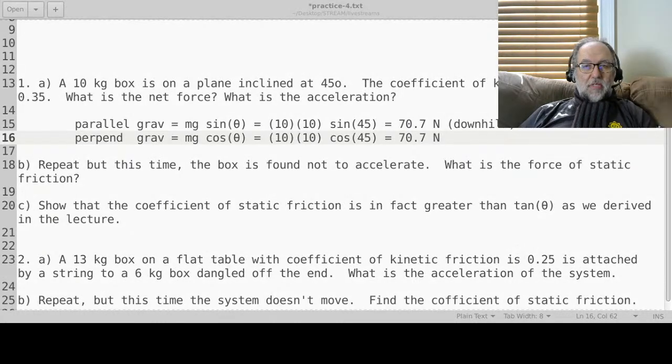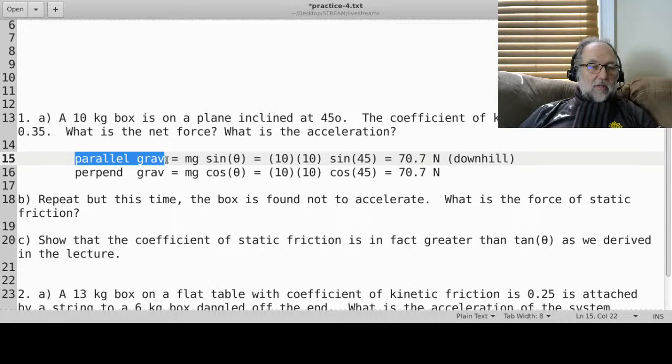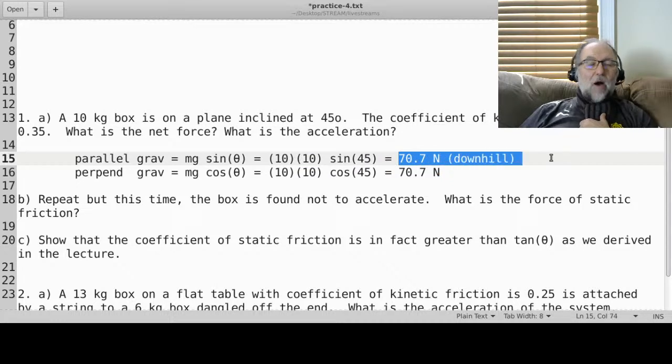There's the gravitational, can you see that? Not quite. Let me scroll down a bit. Okay, so there's the gravitational force parallel, and that, you saw a minute ago, was mg sine theta. In this problem, m is 10 kilograms. G is technically 9.8, but we're rounding off to 10 to make our life easier. And theta, the angle, is 45 degrees. So sine of 45 degrees, if you work that out through your calculator, gives you 70.7 newtons, and it's downhill.